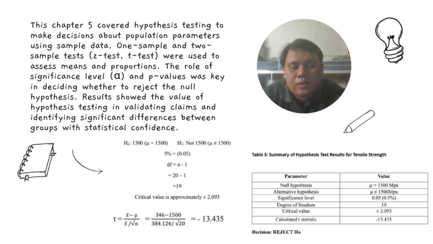Our calculated t value was negative 13.435, which is far beyond the critical value of 2.093. Because the test statistic falls in the rejection region, we reject the null hypothesis. This means the average tensile strength is significantly different from 1500 megapascal. This chapter emphasizes the importance of p-value and significance level in validating claims and identifying meaningful differences with statistical confidence.